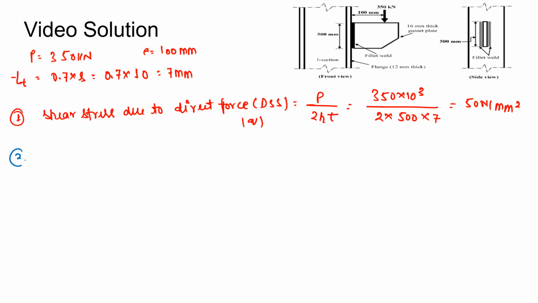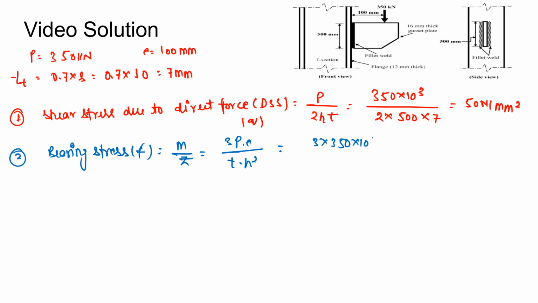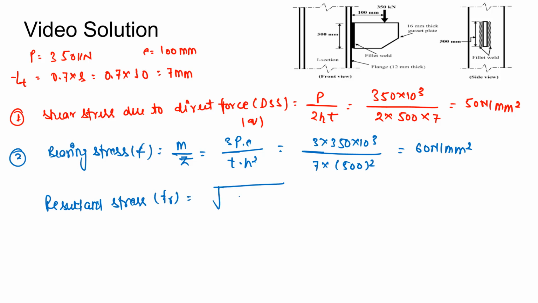Now shear stress due to moment will be bending stress F, that will be M upon Z, moment upon section modulus, that will be 3PE upon T into H square. 3 into 350 into 10 to the power 3 divided by 7 into 500 square, that will be 16 Newton per mm square. Resultant stress Fr will be under root F square plus 3Q square, which should be less than resistance of weld or shear strength of the weld, that is Fu upon root 3 into gamma mw.